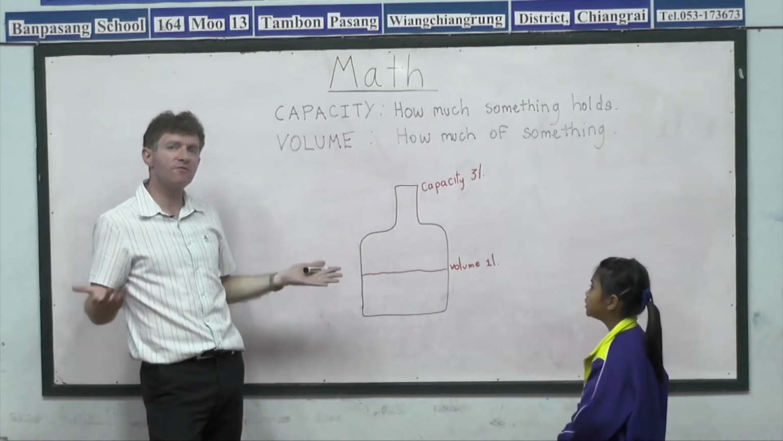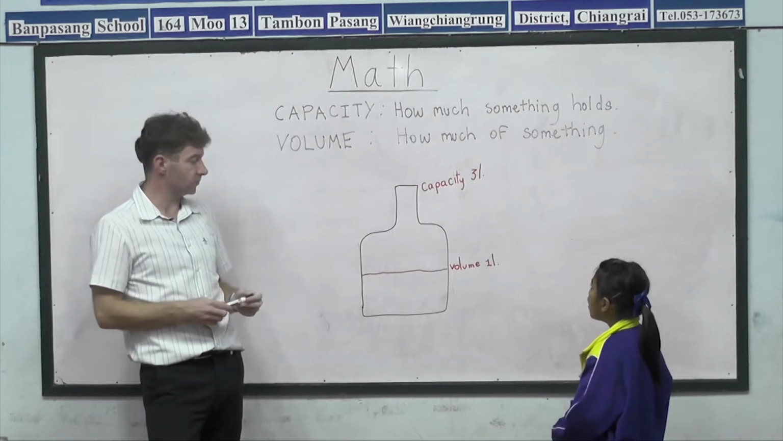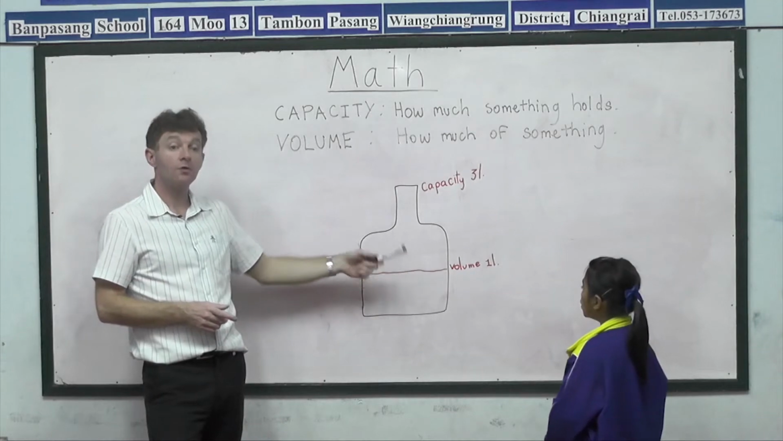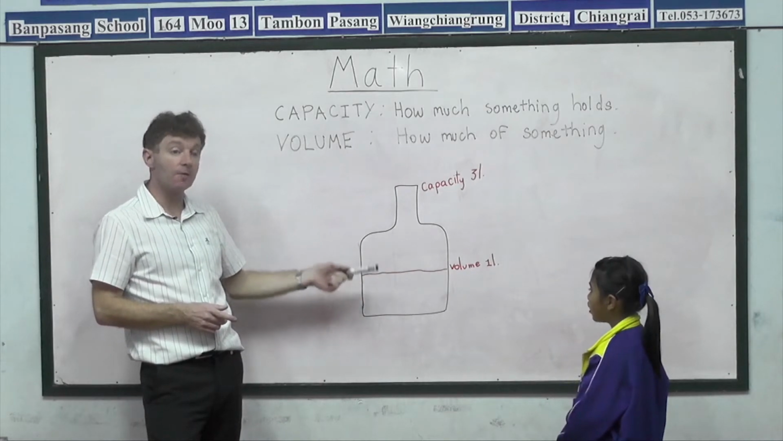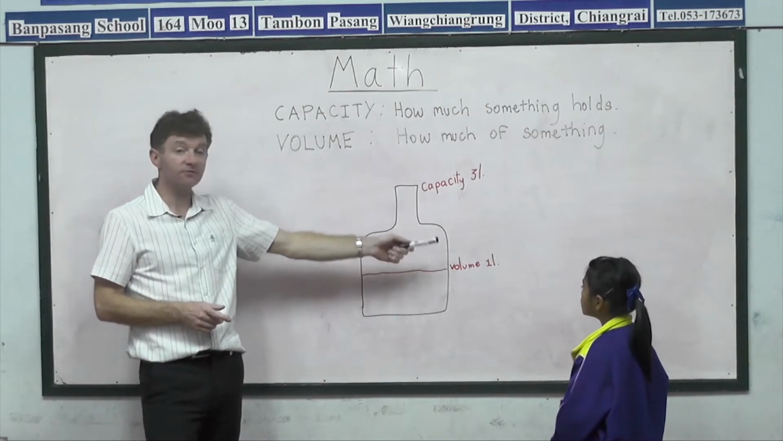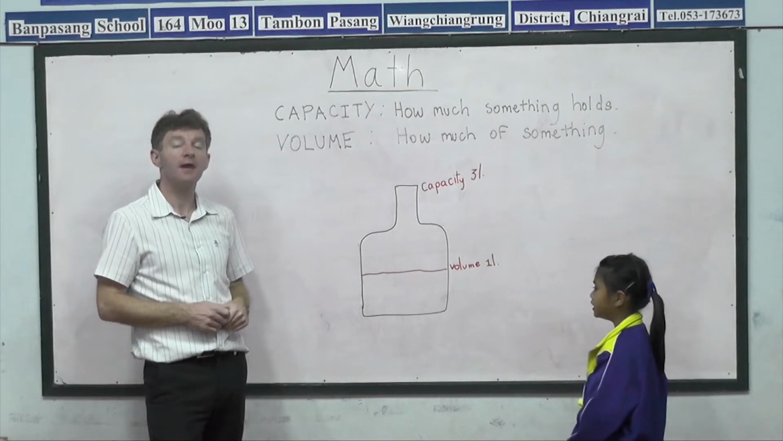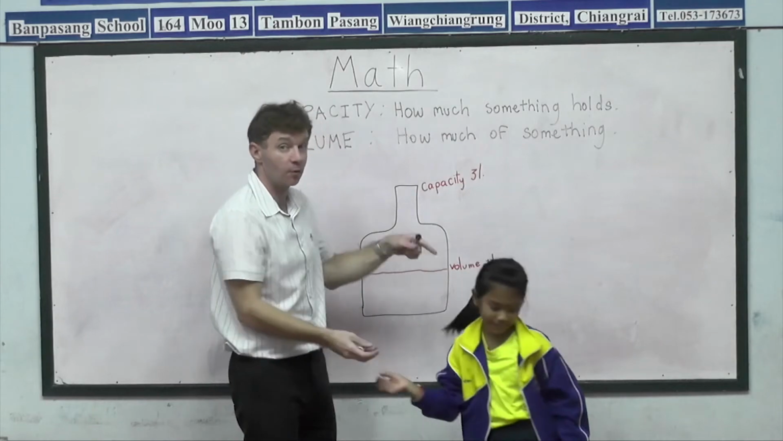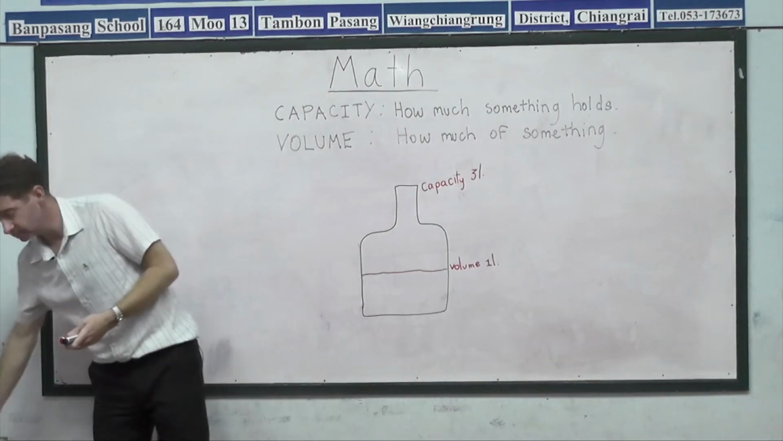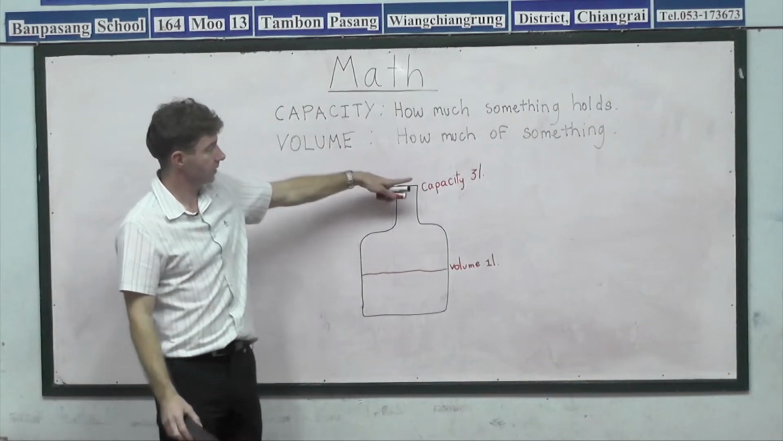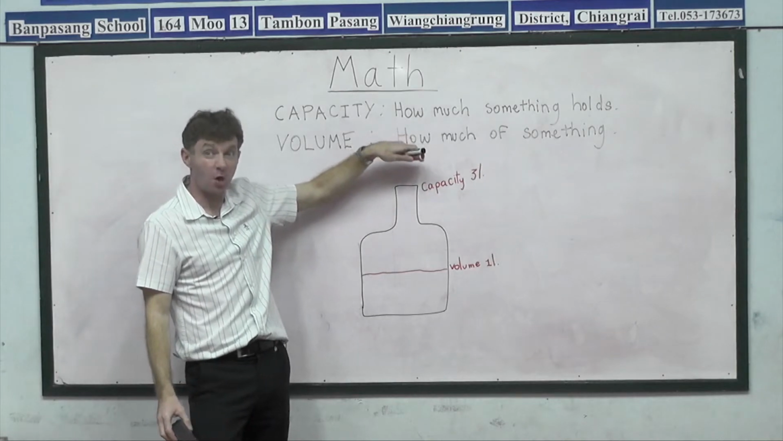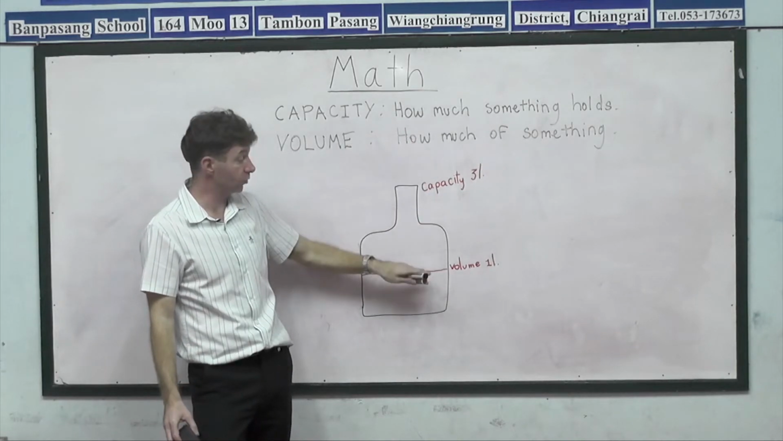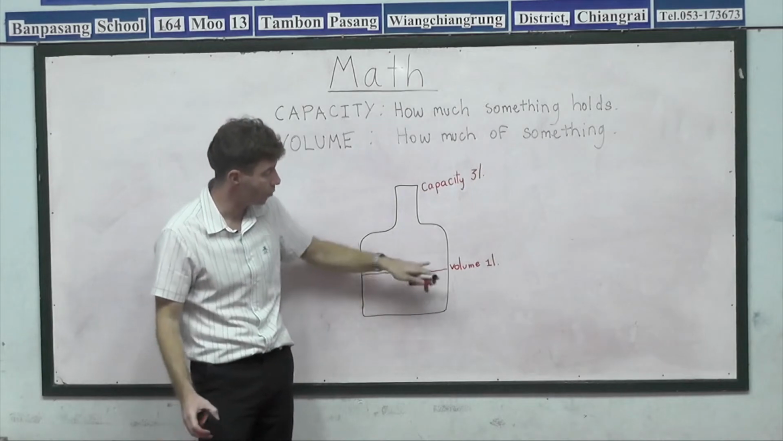And what is the volume inside the bottle? The volume inside the bottle is 1 liter. Excellent. High five. Round of applause for Pak Bung. Capacity at the top, 3 liters. Volume inside, around 1 liter.